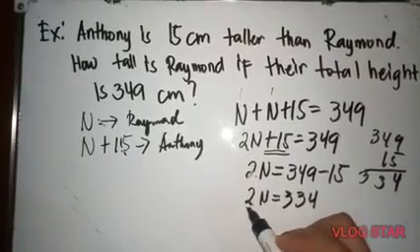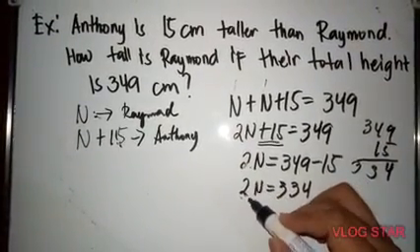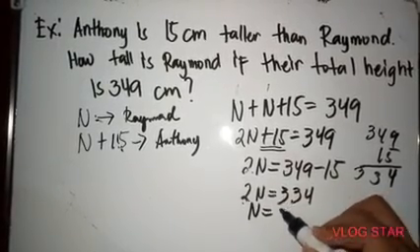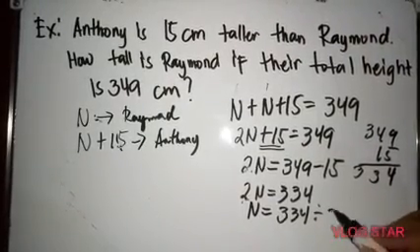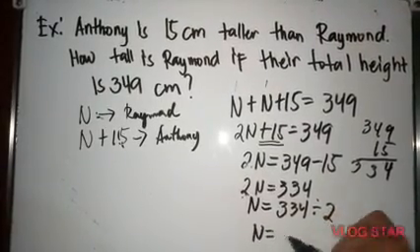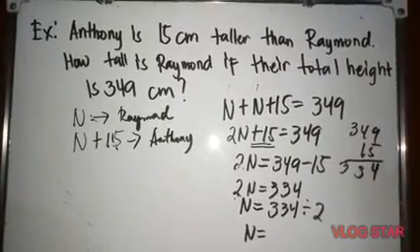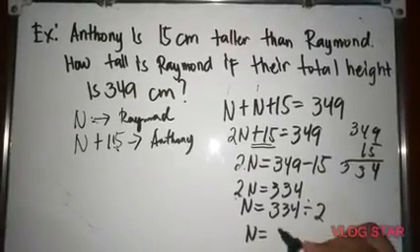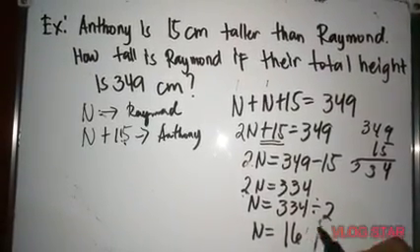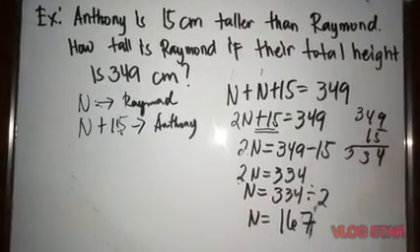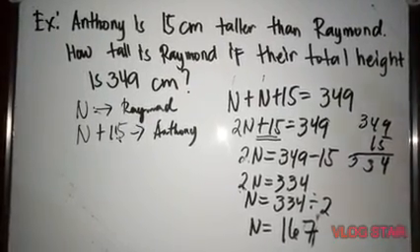The next is, what is the reverse operation? Since this is 2n or 2 times n, what is the reverse operation for multiplication? The reverse operation is division. So we can write this as n is equal to 334 divided by 2. The answer is 167. So this means that the height of Raymond is 167.